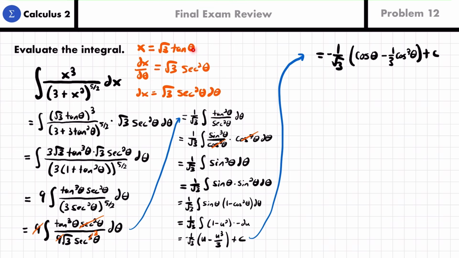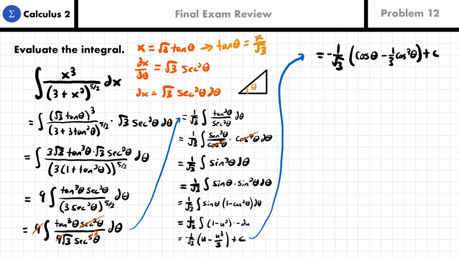Because if we solve for tangent in this equation, if we divide both sides by the square root of 3, we get the equation that tangent theta is equal to x divided by the square root of 3. And we know that trig functions can be used to relate an angle of a right triangle to the different sides of that right triangle. And so if I draw a right triangle here, let's say that this angle right here is theta. We know that tangent theta is equal to the opposite side divided by the adjacent, right? Just remember SOH CAH TOA. Sine is the opposite divided by the hypotenuse, cosine is the adjacent divided by the hypotenuse, and tangent is the opposite divided by the adjacent.